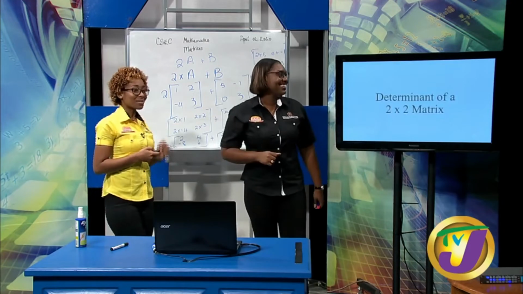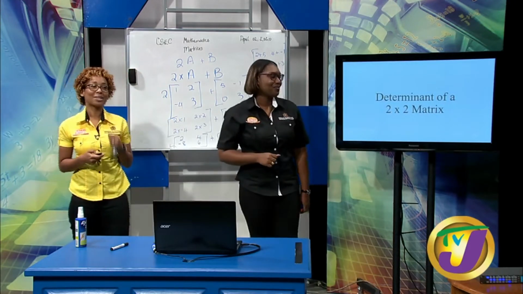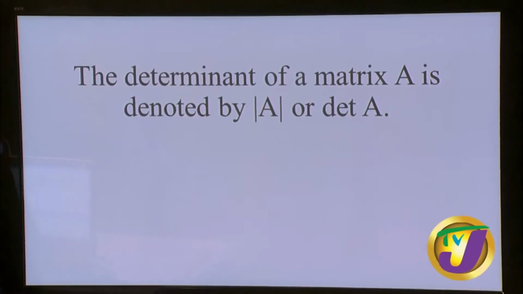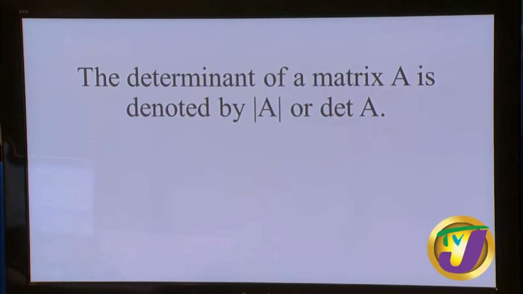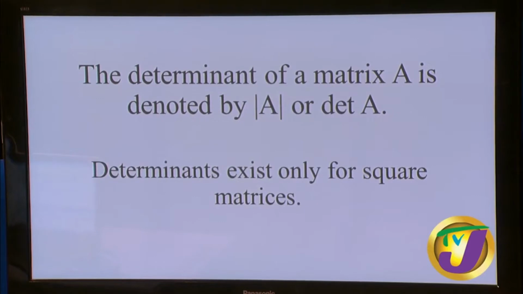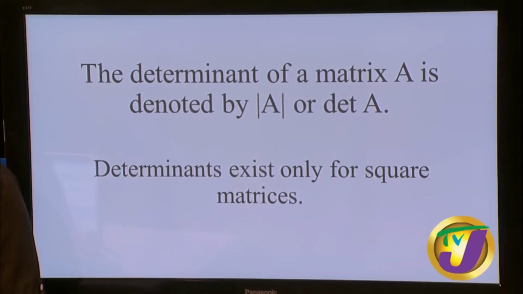All right, so based on what we would have been doing so far, we are now going to be looking at the determinant of a matrix. The determinant of a matrix A is denoted by modulus A or det A. The determinant exists only for a square matrix. What is a square matrix? Or what are square matrices? Or what exactly is a square matrix?